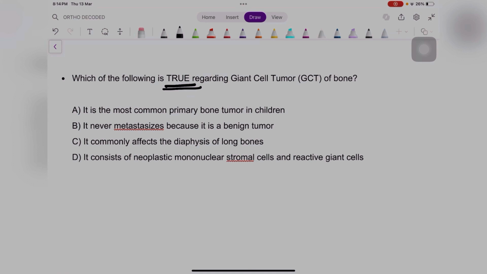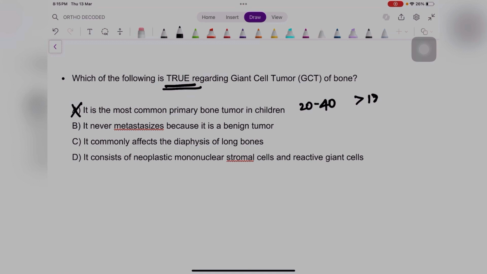So what we have to find? We have to find only one true option because the rest 3 are false. So what is the one correct option? So we'll read the options one by one. So it is the most common primary bone tumor in children. So this statement is false. Why? Because the most common bone tumor in children is osteosarcoma. So GCT is very rare. GCT occurs only around 20 to 40 years and after skeletal maturity, that is more than 18 years of age. So this option is ruled out.